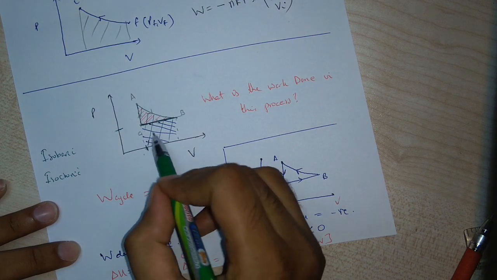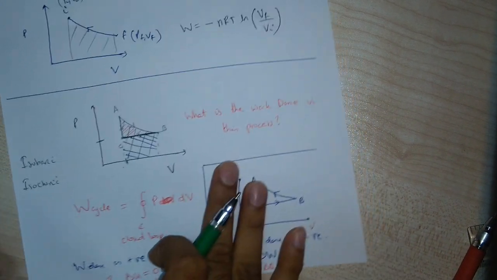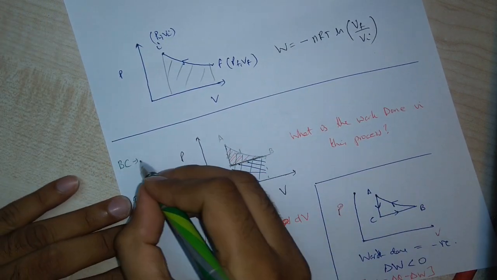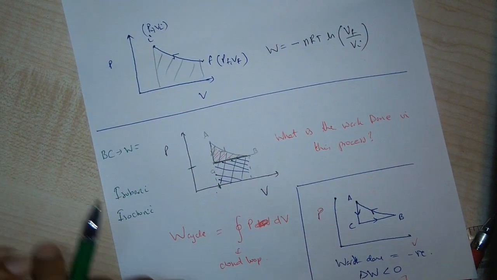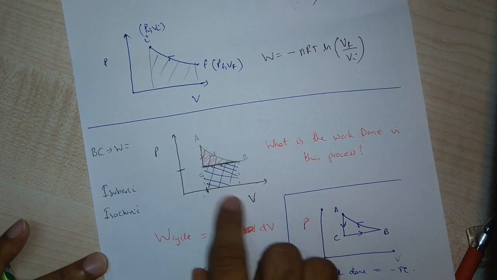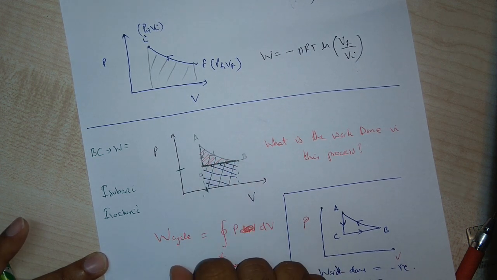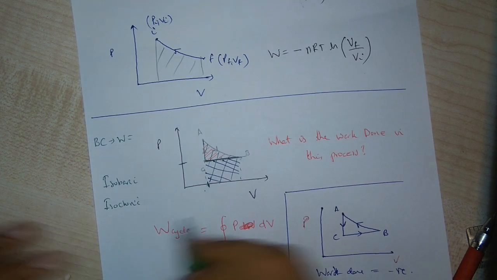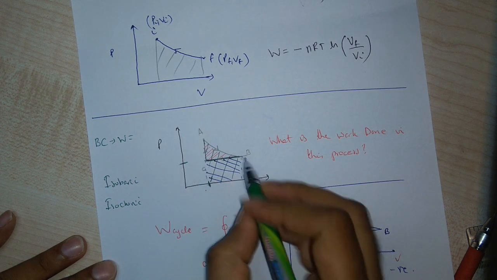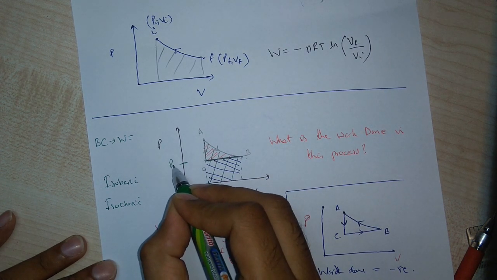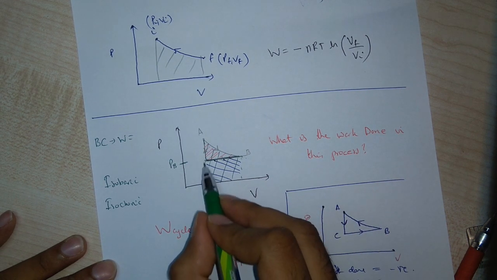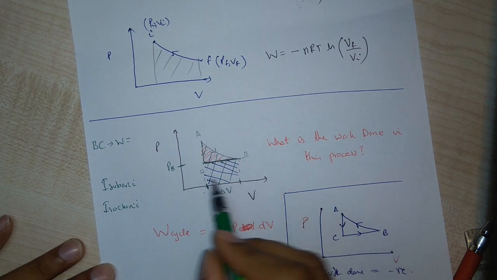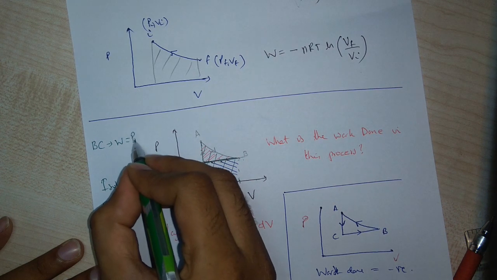Okay. So if I have to find the work done in this process BC, the work done is nothing but the area of this rectangle. And what is the area of this rectangle? It is this length into its width. So its length, let's say this point is nothing but PB. Let us consider it to be PB. So if this is my length PB and this is my volume change delta V, then the work done is nothing but PB times delta V.